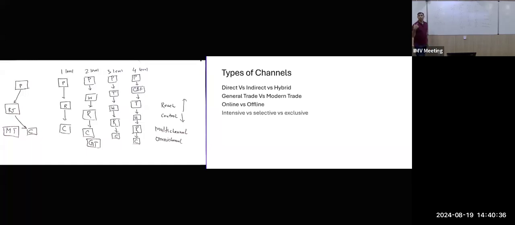That we call modern trade. Again, here also you can create a hybrid. When you are selling the product through both GT and MT, that we call a hybrid channel. Now, the third channel we have is called online versus offline.